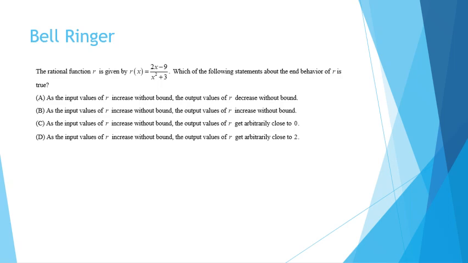All right, so here's a bell ringer for today. Pause the video if you haven't done this already, because I am about to go over the answer. So here we have a rational function, r of x, which is given by a fraction of two polynomials on top of each other, and we want to know what statement about the end behavior of this function is true. To find the end behavior of a function, we only want to look at the leading term. So that -9 and that +3 are kind of irrelevant, and we're really only looking at 2x over x squared. This is going to fall into a bottom-heavy function because the degree in the denominator is bigger than the degree in the numerator.